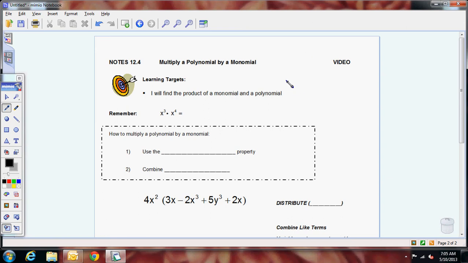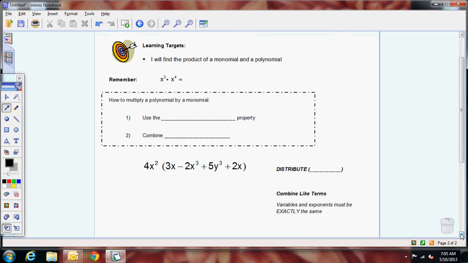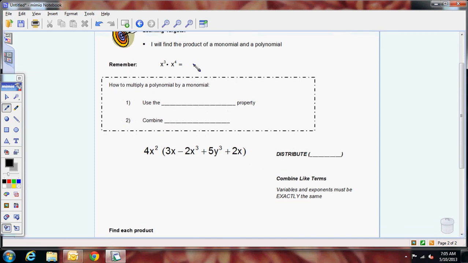This lesson I think you guys will think is so simple because we've done it before. The only difference for today is we're going to have exponents, which you guys are getting really good at.